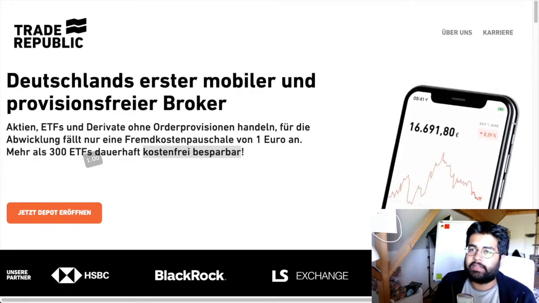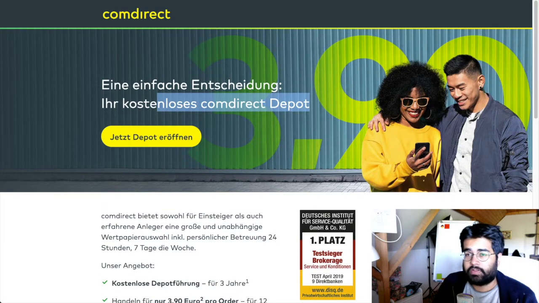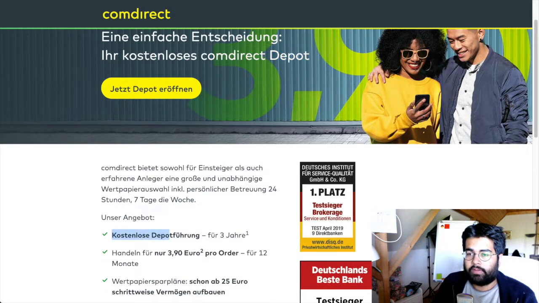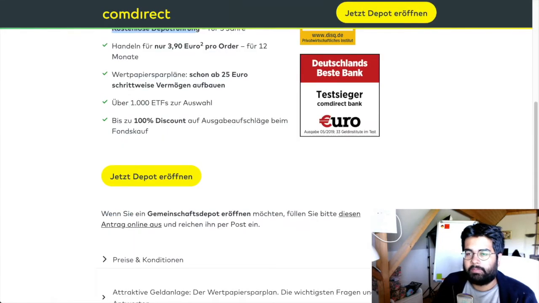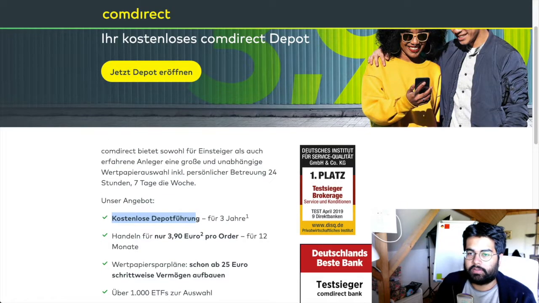But if that's the case, you can always go to Comdirect. Comdirect is a sister company of Commerzbank, and they actually have a free depot. You don't have to pay any starting fee whatsoever, and you also have the kostenlose Depotführung for 3 years at least. Maybe in 3 years you have your permanent residency in Germany, and then you can switch over to Trade Republic or any other offers that come at that time.